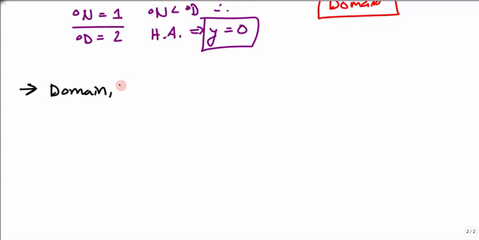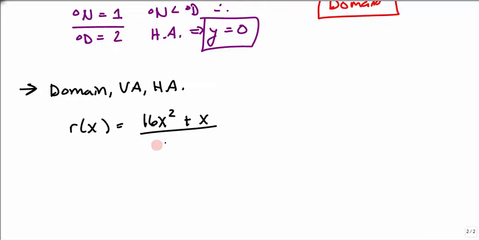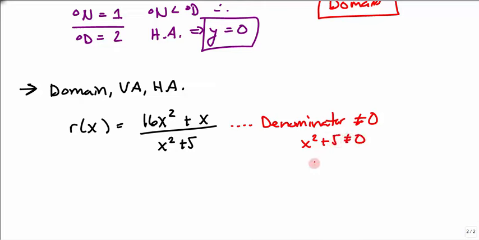And then we'll also find vertical asymptotes and horizontal asymptotes. So for this function, let's call this r of x. Let's look at 16x squared plus x all over x squared plus 5. Okay, so to get started, we know the denominator cannot equal 0. So x squared plus 5 cannot equal 0.